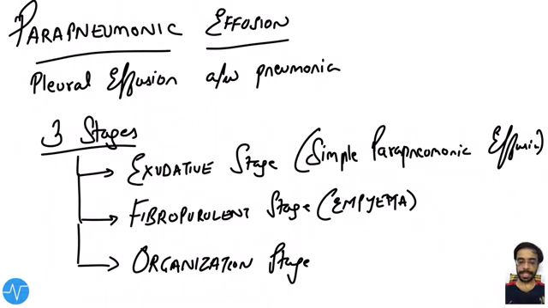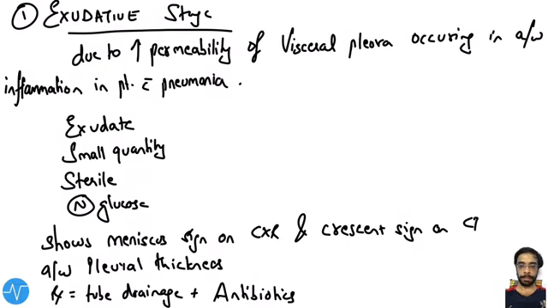There are 3 stages: exudative stage, fibropurulent stage, and organization stage. We'll study each in detail. Now the exudative stage means exudate is present. How will it be there? There will be increased permeability of visceral pleura because the patient is having pneumonia. So therefore exudate, small quantities, sterile and normal glucose will be present.